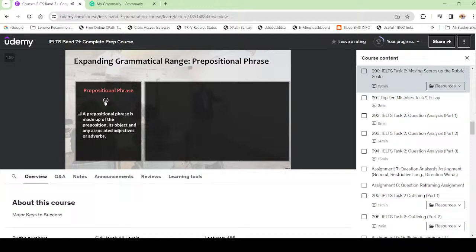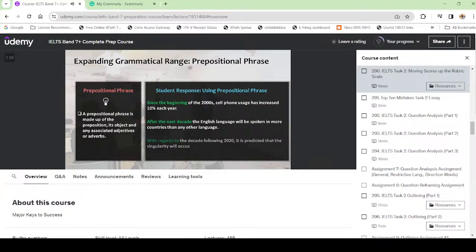Prepositional phrases are sometimes very helpful in terms of writing. Since the beginning, that's a prepositional phrase. After the next decade, prepositional phrase. With regards to, with this in mind. All of those are types of phrases that show more range in your grammar.